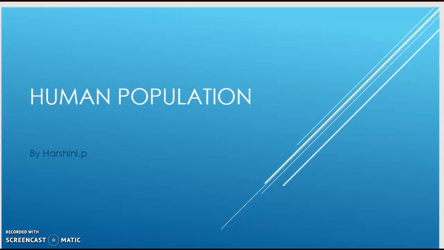So what is the effect of a positive growth rate? When the population growth rate is above zero, or positive, it means more people are entering the population than are leaving. So more immigrants come to that country and fewer people leave that country.